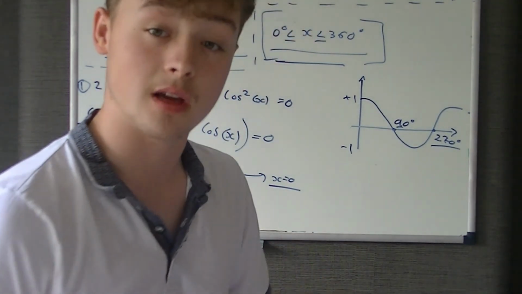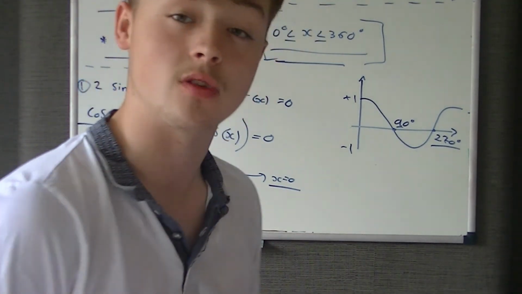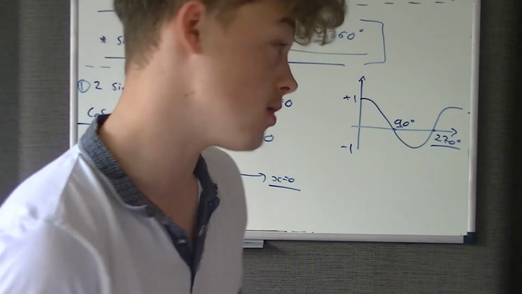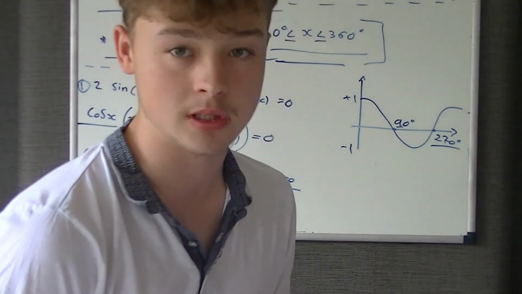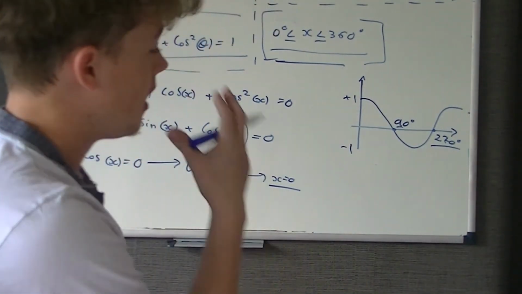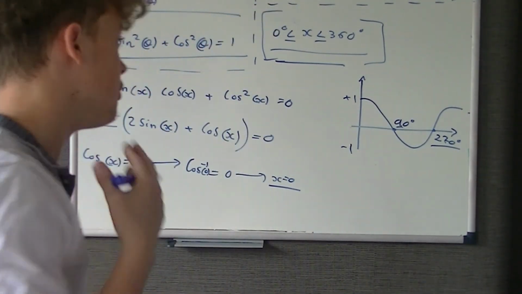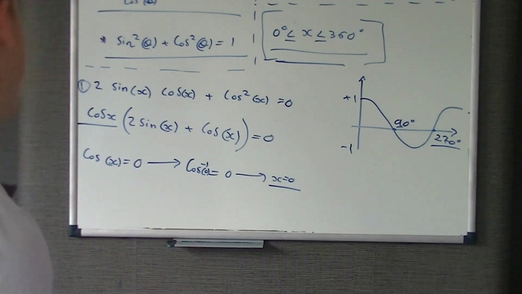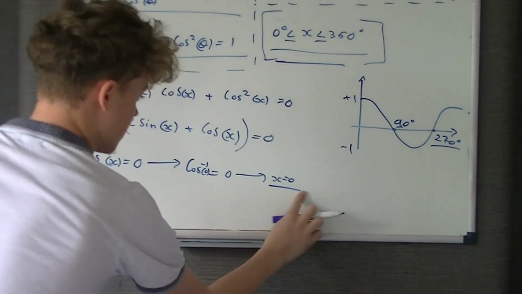If you type in cos of 90, you're going to get 0, and cos of 270, you're going to get 0. Any other value, you get a positive number. If it's positive, that's not going to get you 0, and we want something that equals 0. So you don't really need to do any calculations for this bit.